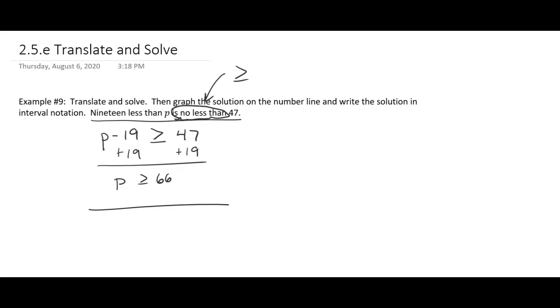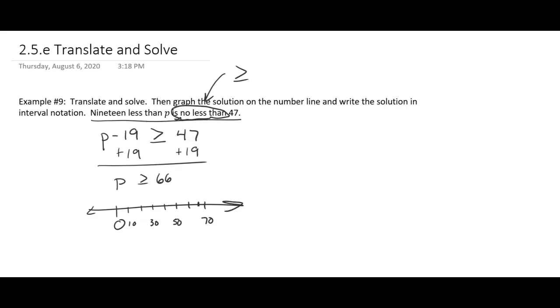Okay, draw the number line. 0. Let's see, we want to count by tens probably. 10, 20, 30, 40, 50, 60, 70. So we've got 70, we've got 50. You can choose your scale, how you want to write those out. And then 66 is going to be about here.